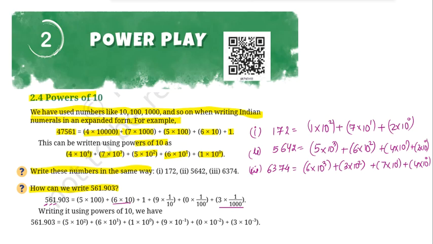Now you have to write this in powers of 10, so 100 we can write as 10 to the power of 2, 10 we can write as 10 to the power of 1, then 1 into 1 is 10 to the power of 0. For 1/10, which law will apply? The negative exponent law: a to the power of minus m equals 1 upon a to the power of m, right? So 9 into 10 to the power of minus 1, then 0 into 10 to the power of minus 2 and plus 3 into 10 to the power of minus 3. So this is how we write any number into its expanded form.